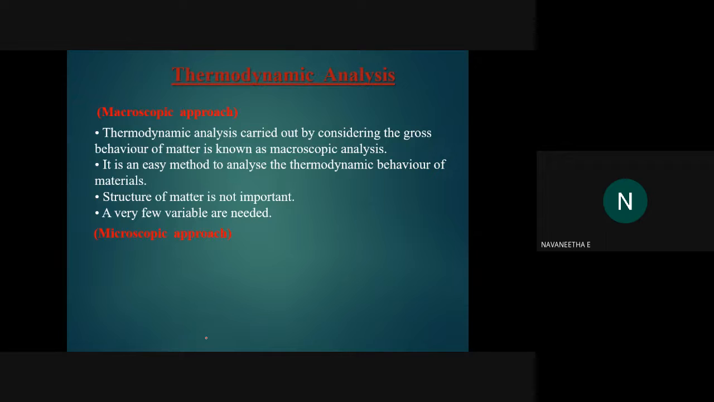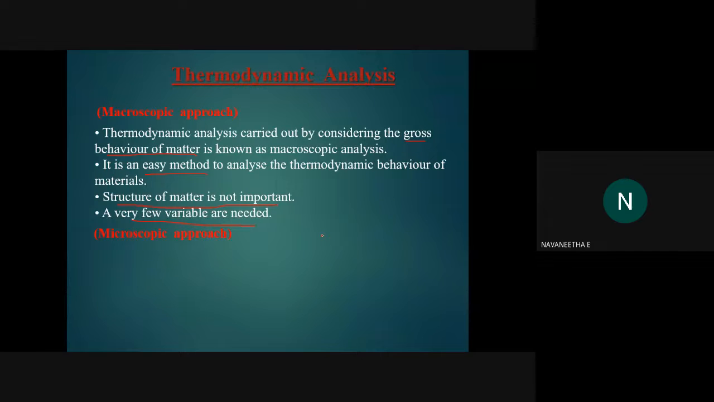So the structure of the matter is not important in the macroscopic approach, and very few variables are needed to express any of the equations or properties. These are the points. First, macroscopic approach means what? The entire behavior of the matter, or the gross behavior of the matter, will be considered in this approach. It is an easy method. The structure of the matter is not important. Then few variables are needed. These are the main points of macroscopic.